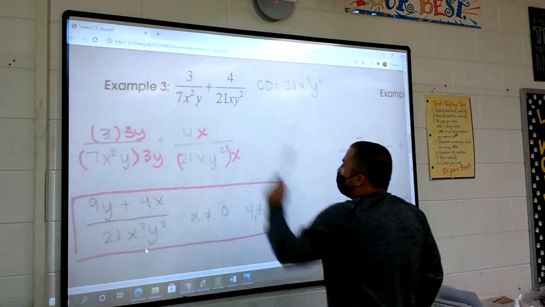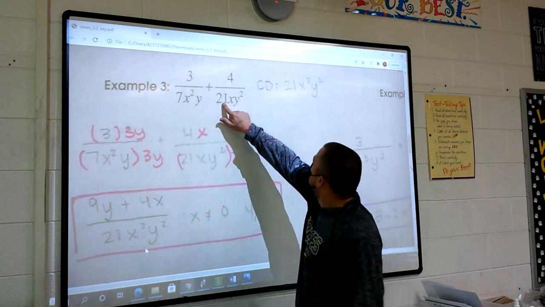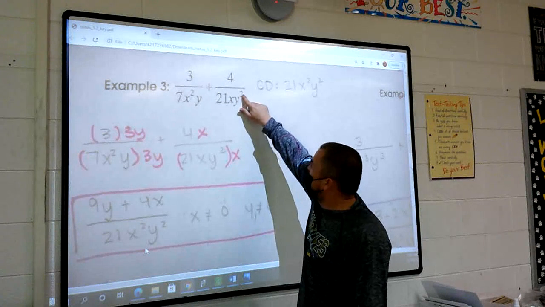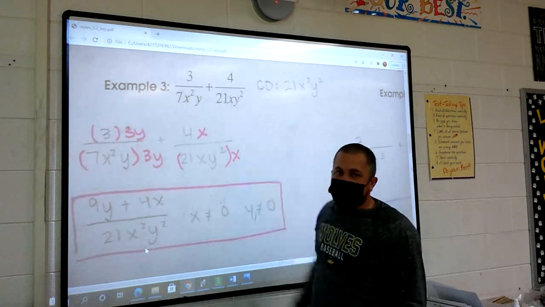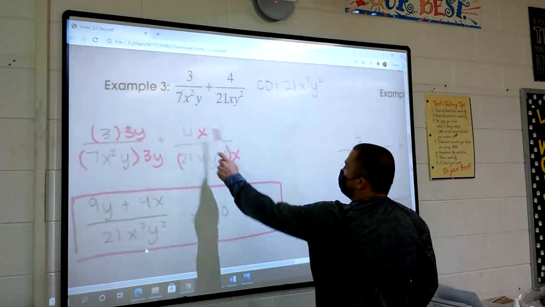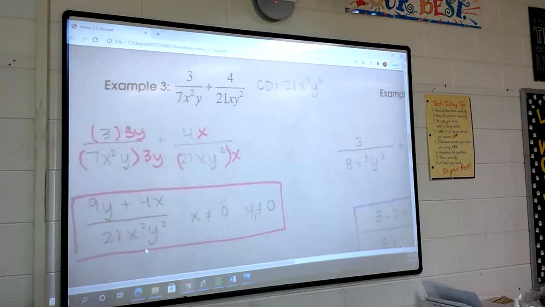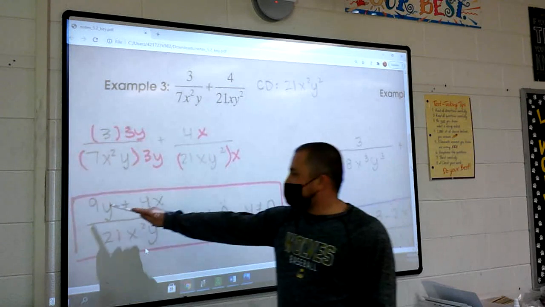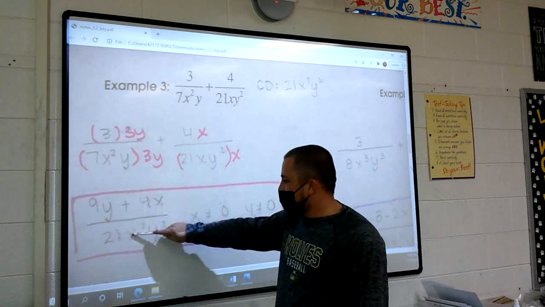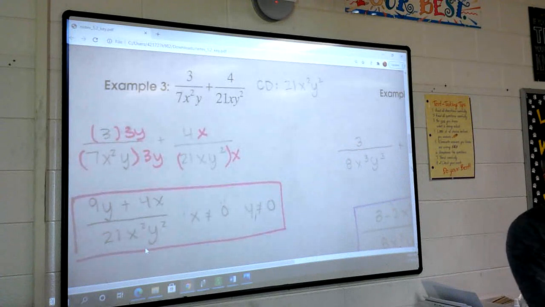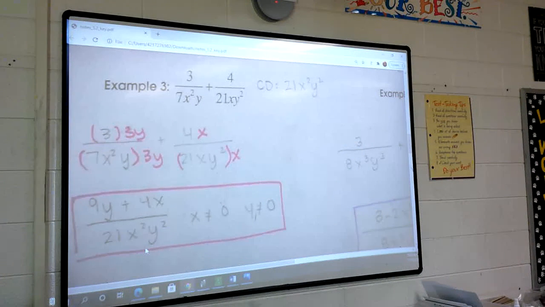Now over here, I already have 21, so I don't have to do anything here. I already have y squared, so I don't have to do anything here. I just need another x to get to x squared, so I have to multiply the top by x. Well, 4 times x is just 4x. So my final answer is 9y plus 4x divided by my least common denominator, 21x squared y squared. That's my final answer for number 3. That's all I have to do.